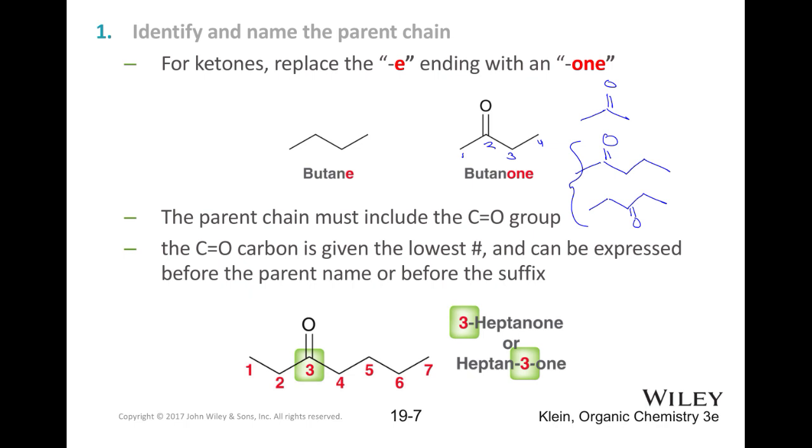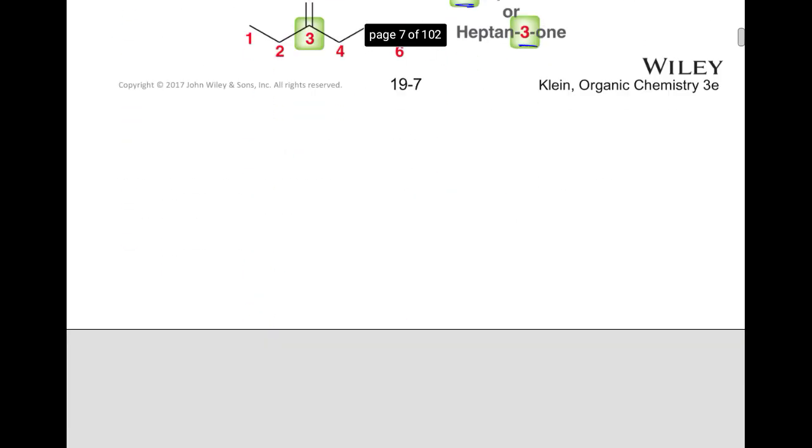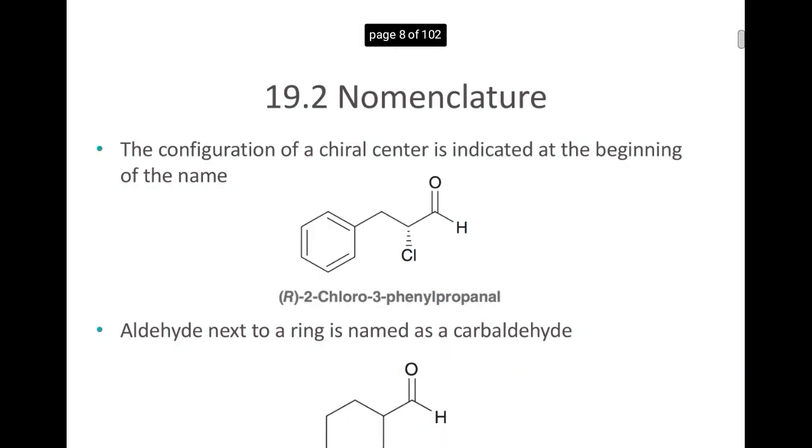That would be the reverse order. So you can name it 3-heptanone or heptan-3-one. Either one is perfectly acceptable. So if you put either one of those on a quiz in my class, I would deem that the correct way of doing it. Either way is fine.